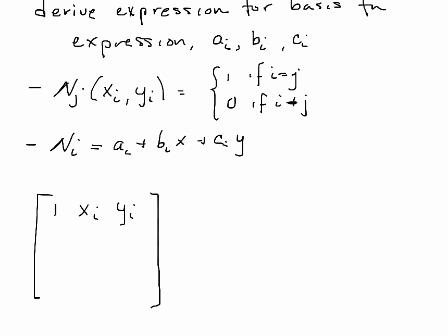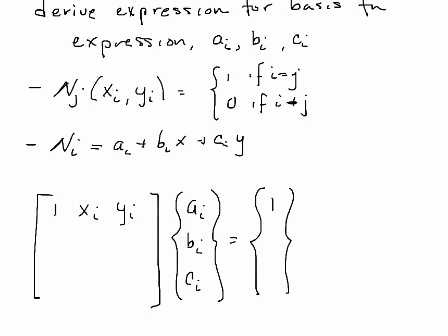So let's look at the very first one. 1 times x of i, y of i. When that operates on the vector a of i, b of i, c of i, we know that it's equal to 1. But when we have x of j, y of j times that vector, we have a 0. And the same is true for k. So now we have a system here and we can solve for our coefficients using our usual algebraic techniques.